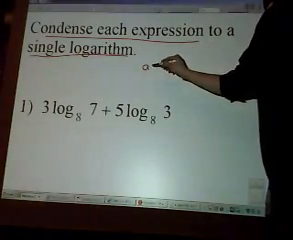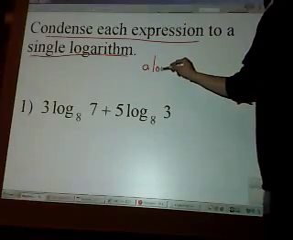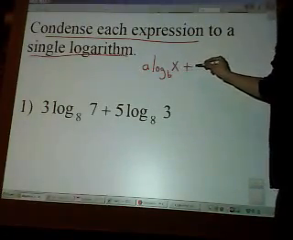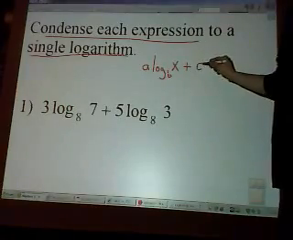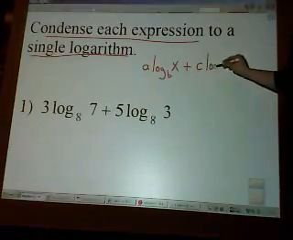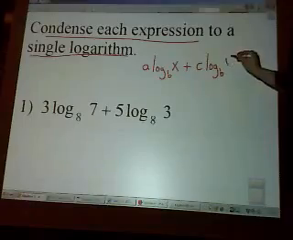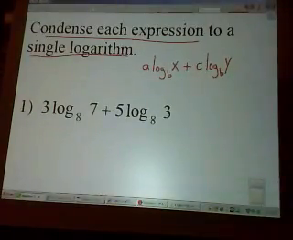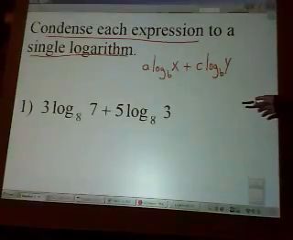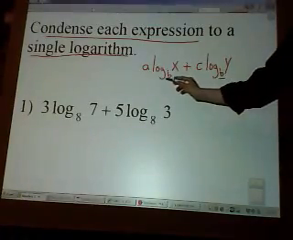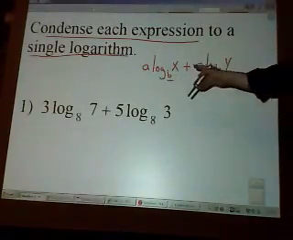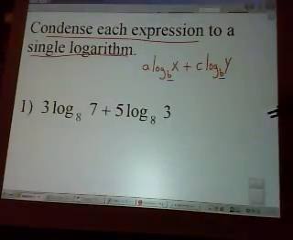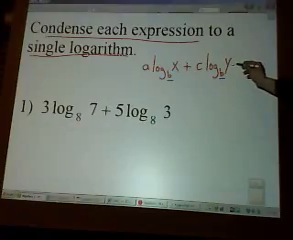So if you have a times log base b of x plus c times log base b of y, we have two different logarithmic expressions. Now, you might notice that the base is the same. And if the base is the same, then you can condense these expressions by using this formula that we're going to learn right now.